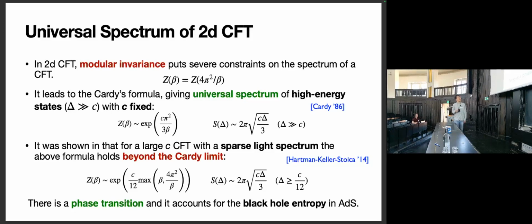What was shown in this beautiful paper by Hartman, Keller, and Stoica is that if you assume that a large c CFT has a sparse light spectrum, sparse in some suitable sense, then the partition function takes a universal form, which is actually identical to Cardy's formula at large temperature. The entropy formula also takes the same form. But here the difference is that now c is very large, and this is valid up to order c. You can see that there's a phase transition of this partition function, and this formula accounts for the black hole entropy in AdS_3.